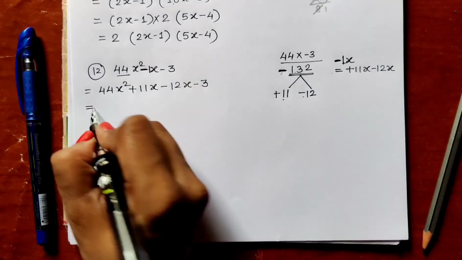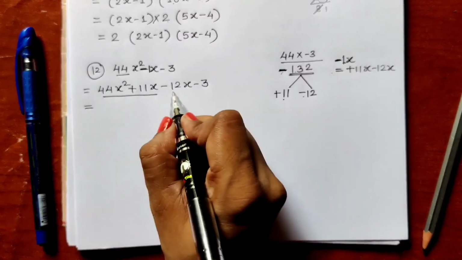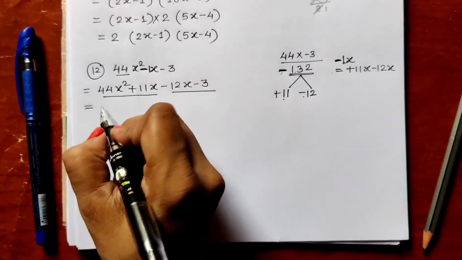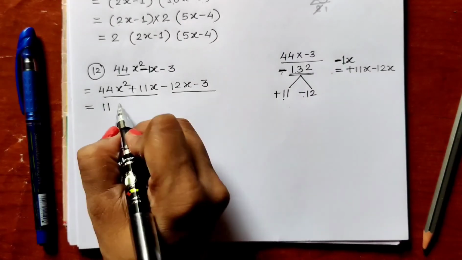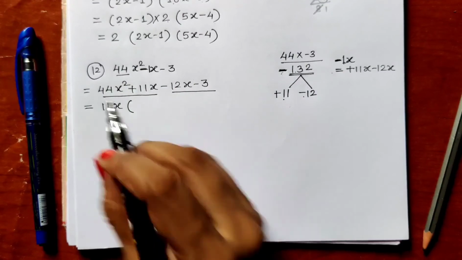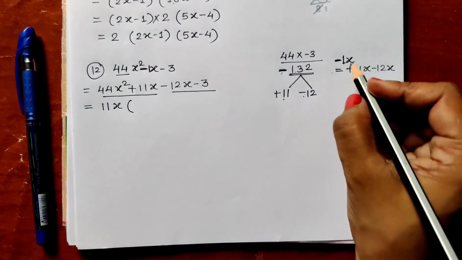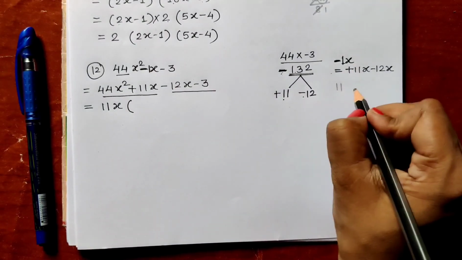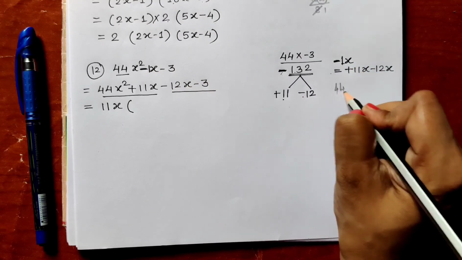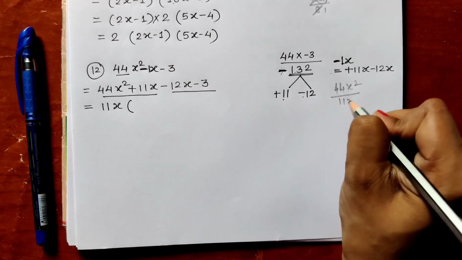Now from the first and second term we have to take out common, from the third and fourth term we have to take out common. As we all can see, 11 can be taken out common, x also can be taken out common. Now 44x square divided by 11x. Now you all should be able to do it orally. You don't require to do it every time in rough. So 44x square divided by 11x.